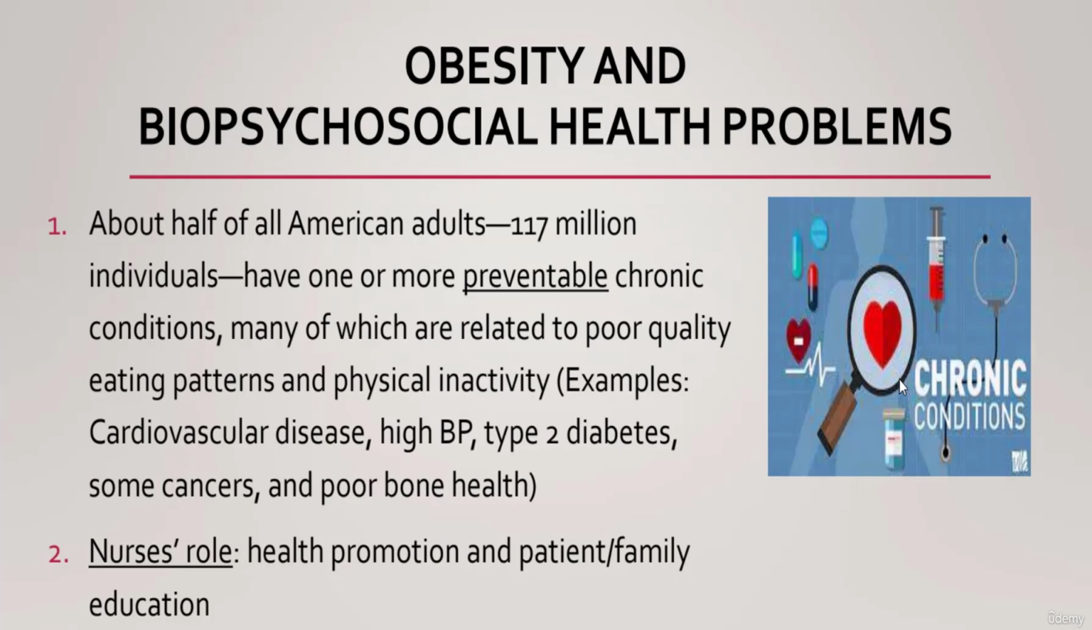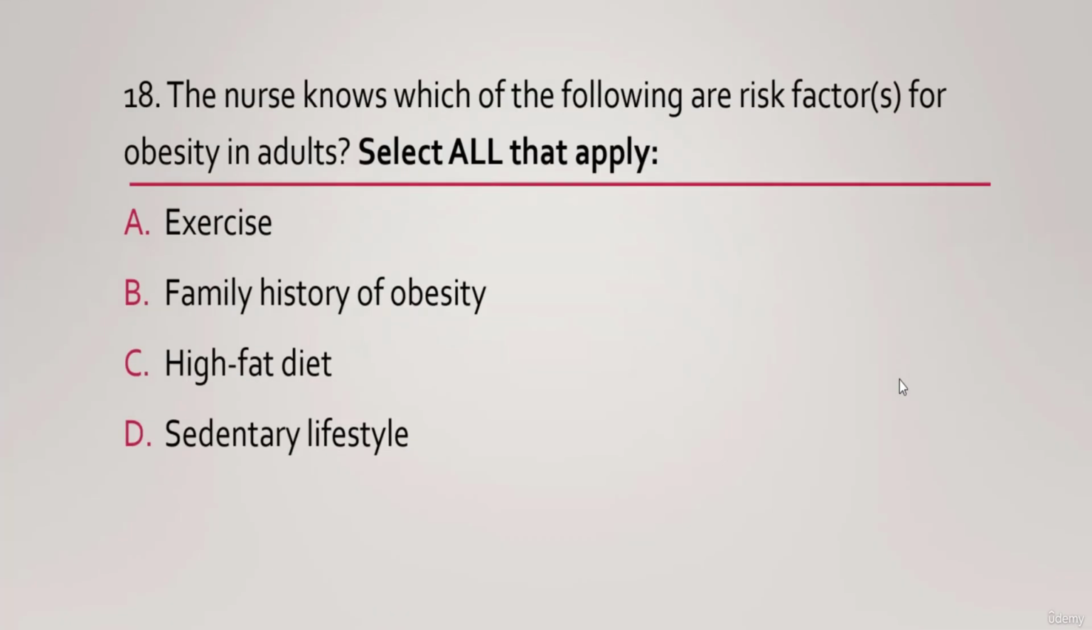Obesity and biopsychosocial health problems. So about half of all American adults, 117 million individuals, have one or more preventable chronic conditions, many of which are related to poor quality eating patterns and physical inactivity. Examples: cardiovascular diseases, high blood pressure, type 2 diabetes, some cancers, and poor bone health. The nurse's role is health promotion and patient and family education.